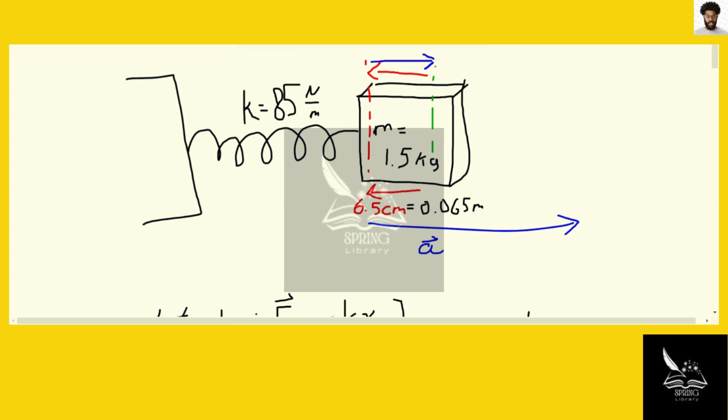We have our final answer is 3.68 meters per second squared along the direction of the blue arrow.